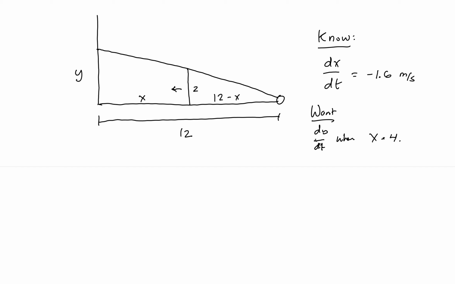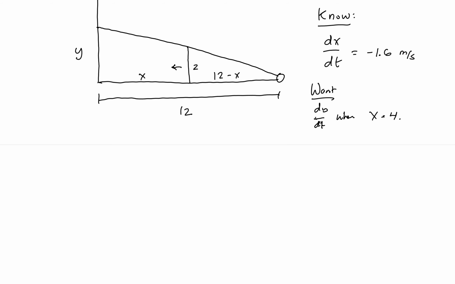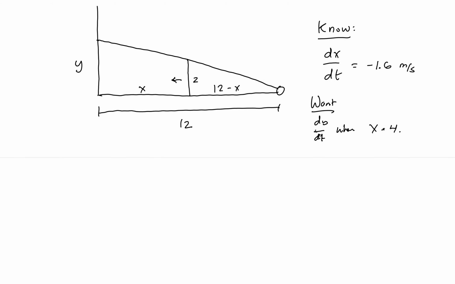Now it's perfectly fine, where we labeled 12 minus x, you could have called that x, and then the other part would have been 12 minus x. Either way would work. They're both going to come out the same in the end, so whichever you're more comfortable with.